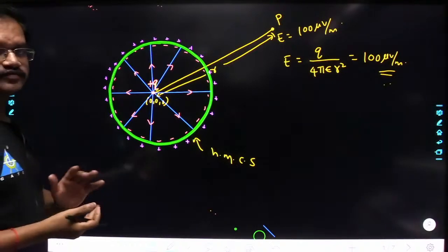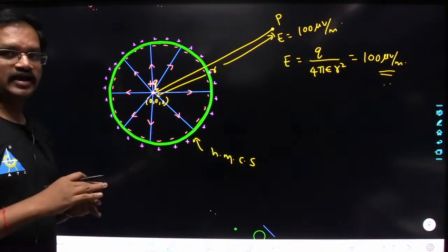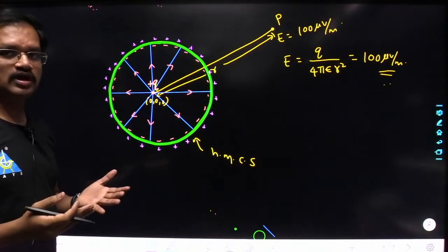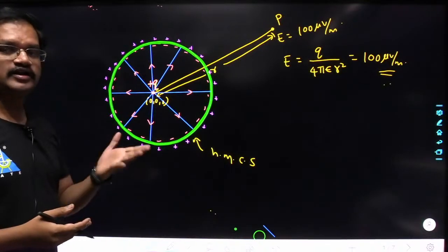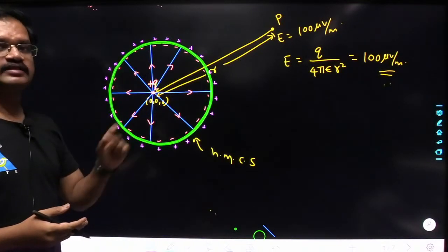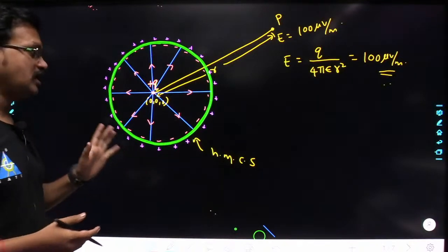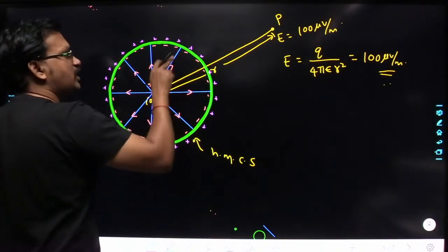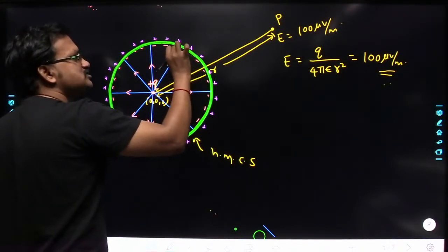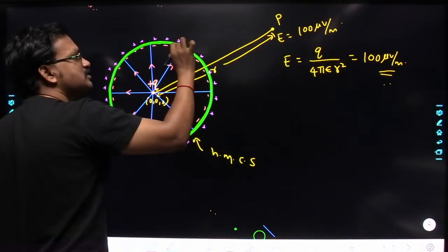Because of that migration, there will be an induced electric field which is exactly opposite to the actual electric field, and it is going to nullify the electric field, making the net electric field inside the conducting material equal to 0. See here, the actual applied electric field is pointing in this direction. Yes or no?